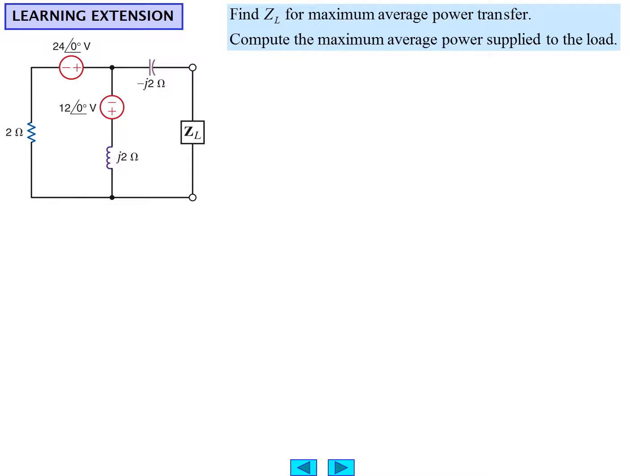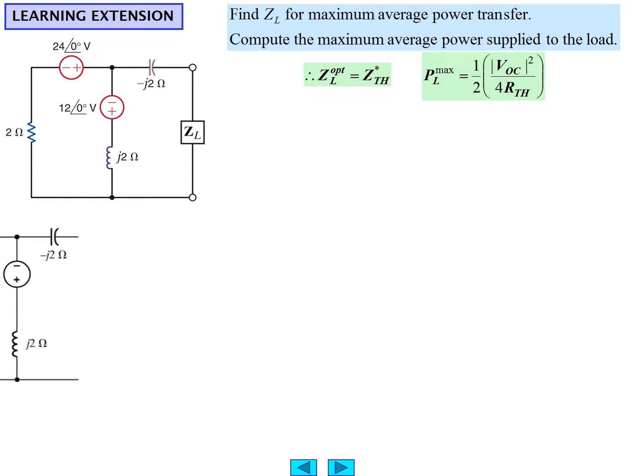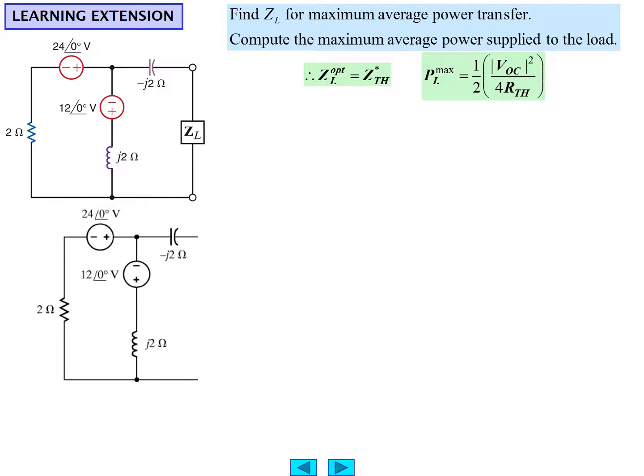Another learning extension with 2 voltage sources, 24 angle 0 and 12 angle 0. We want to find Z sub L for maximum average power transfer and then compute the maximum average power supplied to the load. We do know what our processing equations are for those solutions. We need to find the Thevenin equivalent circuit.